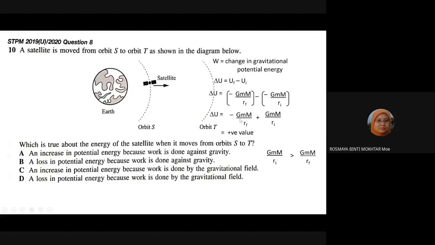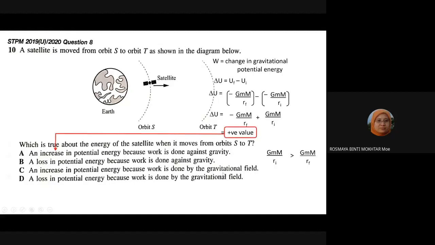Larger minus smaller will always give you a positive value. For example, 10 minus 8 is 2, 10 minus 5 is 5. So it always gives a positive value. Therefore, positive means an increase in potential energy. So B and D are out already. Between A and C, which one? Work is done against gravity, or work is done by the gravitational field?